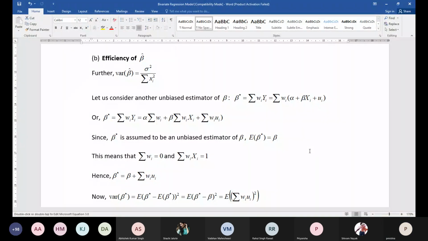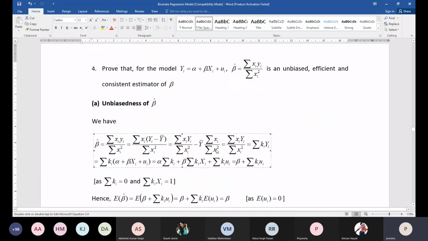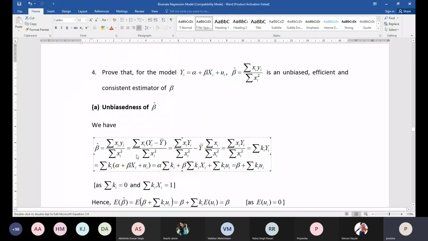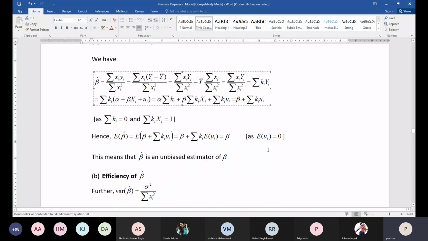And for this, what we are doing? We are considering another estimator of beta, say beta star, which is equal to summation of wi capital Yi. Just see, for beta hat, we were getting summation of ki into capital Yi. So beta hat was summation of ki into capital Y. We are defining another estimator of beta, beta star, as summation of wi into capital Yi.